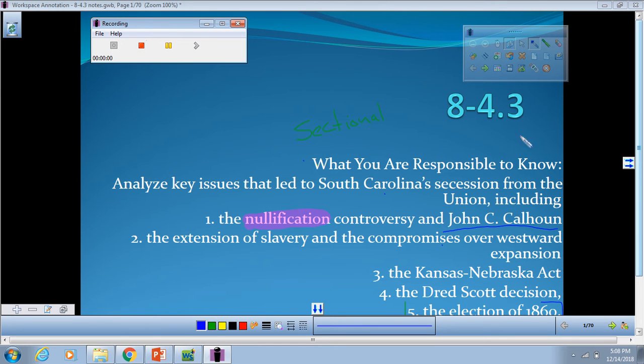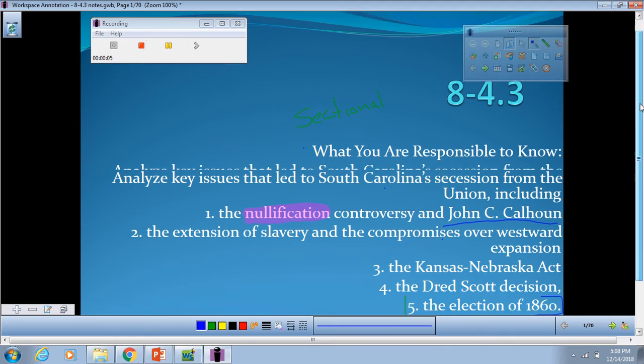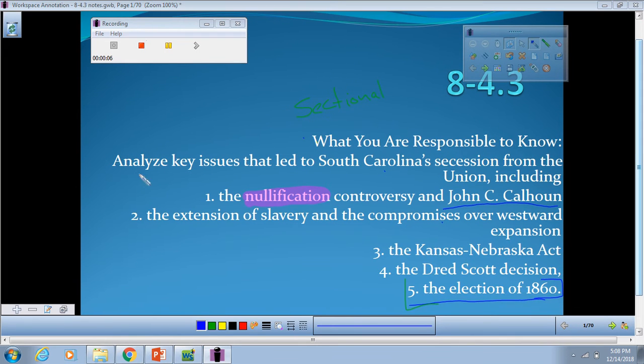In this lesson, we are going to continue to learn about the key issues that led to South Carolina's secession from the Union, the culminating event being the election of 1860, where Abraham Lincoln was elected, and this causes the South to secede from the Union.